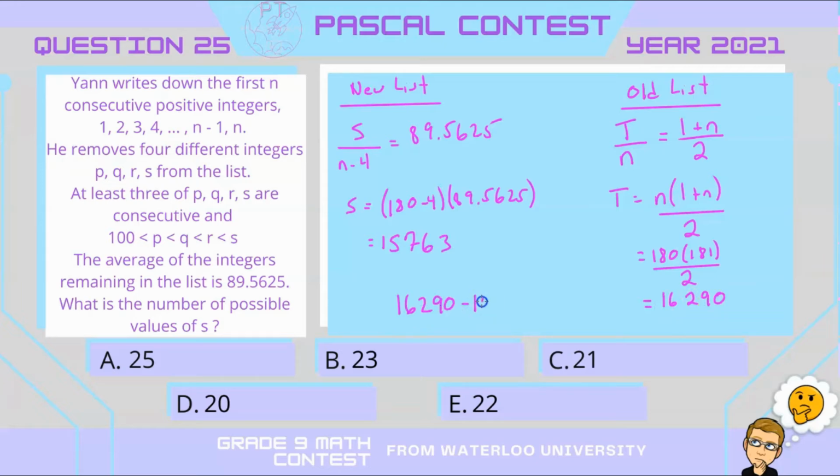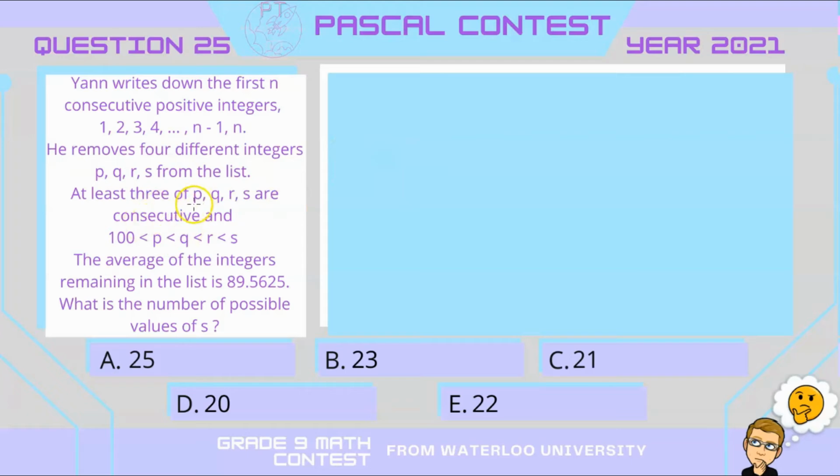So if I find the difference between these, the difference is going to be 16,290 minus 15,763, that is going to be 527. So what does that tell me? That tells me that these 4 integers that were removed, p plus q plus r plus s, have a sum of 527. Now I also know that these values p, q, r, s are greater than 100, and that they are less than or equal to 180, since we have a total number of 180 original integers.